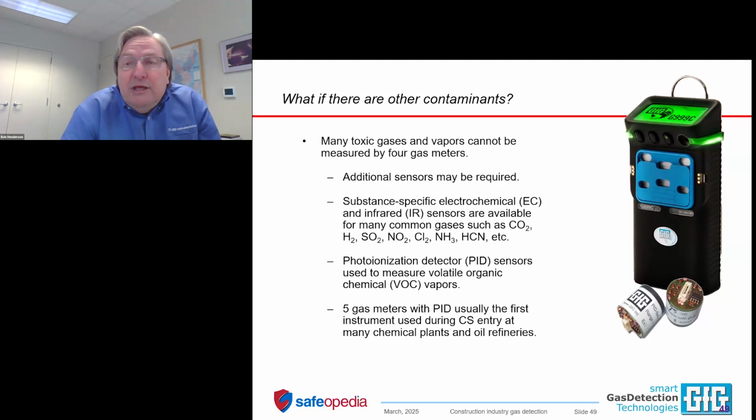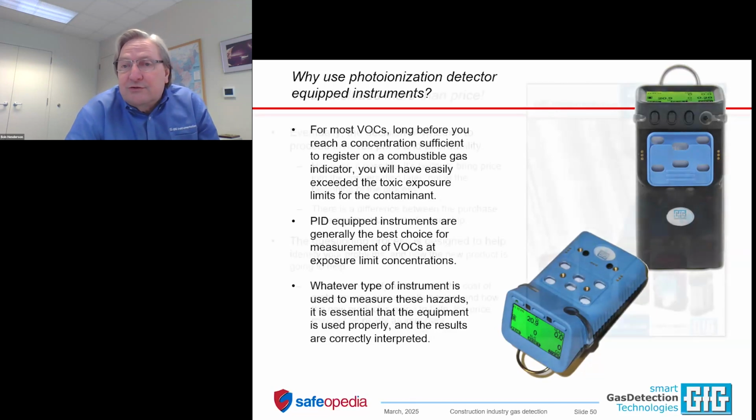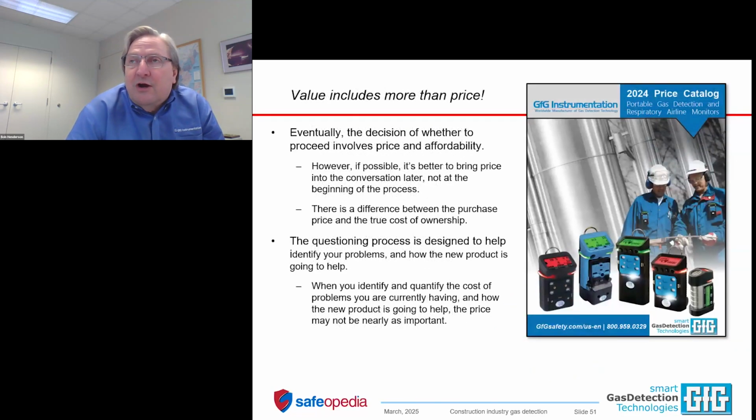And be on the lookout for other kinds of contaminants. We've mentioned VOCs a few times. If you've got VOCs, a 4-gas instrument is not in your future, probably. You need a 5th sensor, which is the PID sensor. But it could be something else. It could be a cyanide sensor or an SO2 sensor or a chlorine sensor. There are just a lot of different contaminants out there that might be your contaminant of interest at your construction site.